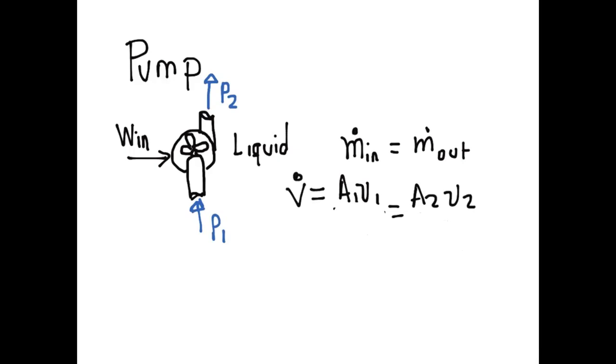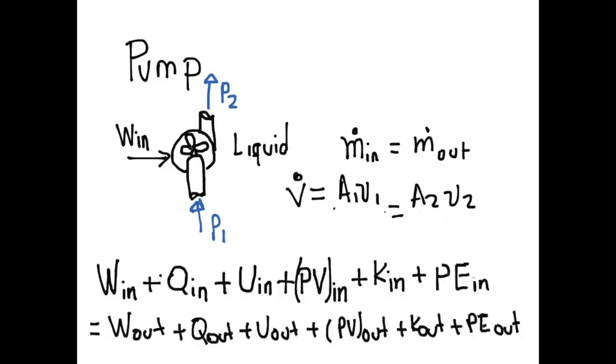And the conservation of energy will state, for instance, that work at the inlet, so the work in plus the heat in plus the U plus PV, which is the enthalpy in, plus K in, which is the kinetic energy, plus the potential energy in, is equal to everything else out.